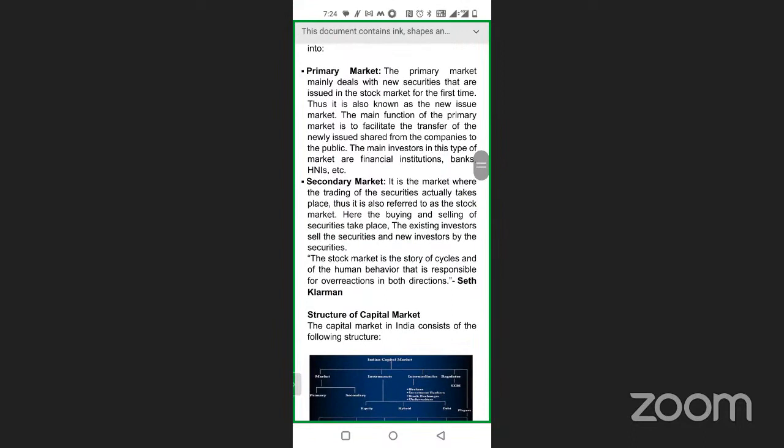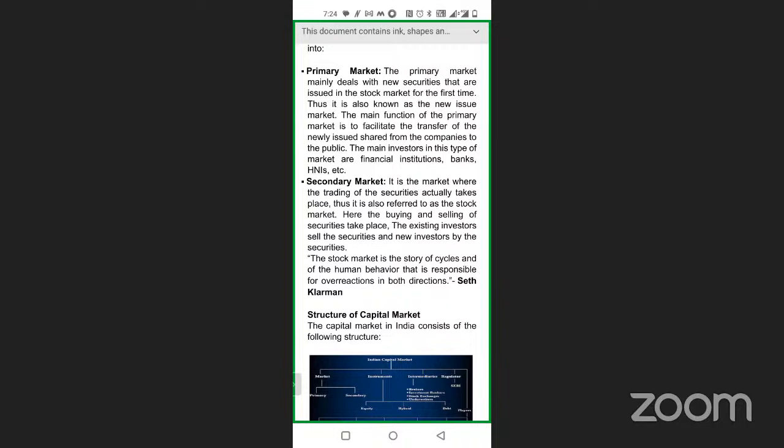Now we come to the capital market divisions. Types of capital market: the capital market is divided into 2 parts. One is called the primary market and the second one is called the secondary market. The primary market is otherwise also called the new issue market, and the secondary market is otherwise called the stock market.